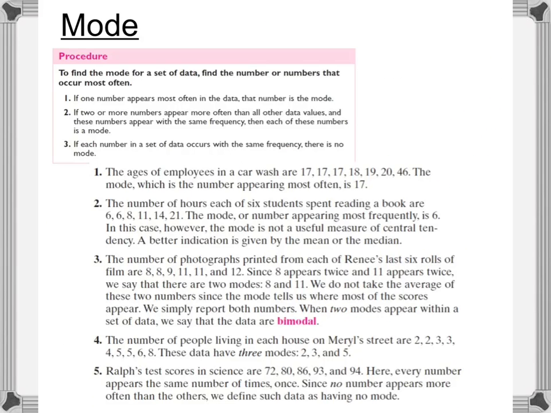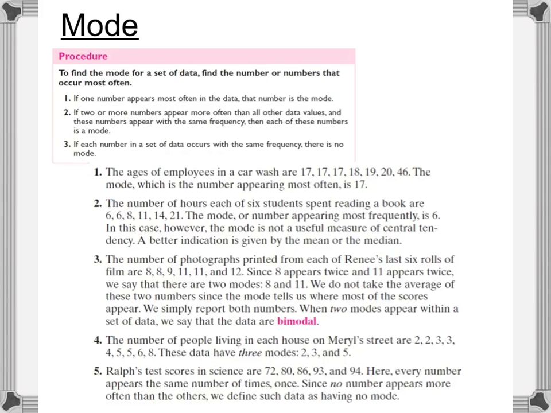Okay, so the mode is the most frequently occurring number. Now, we don't often use mode when we have numerical data, when we have quantitative data. We do often use it for categorical data, and I'm going to go over that in just a second. But let's look at a mode for quantitative data.